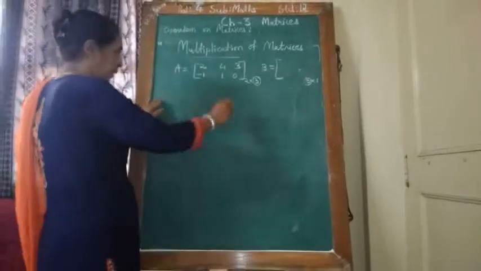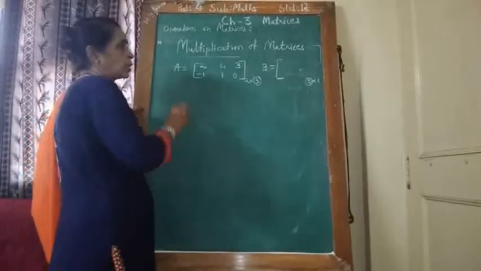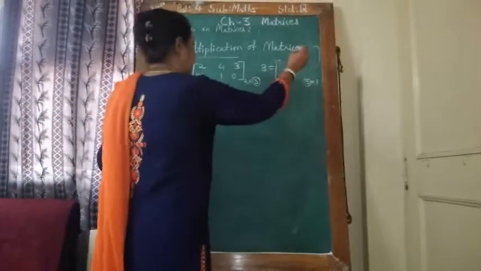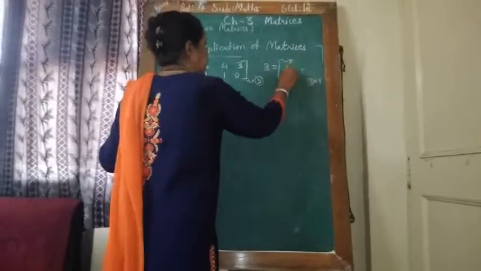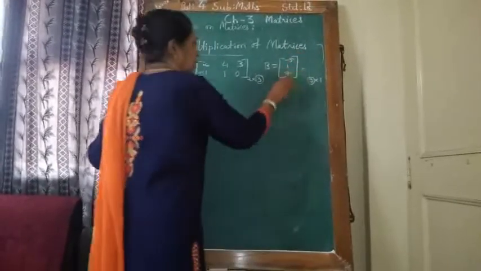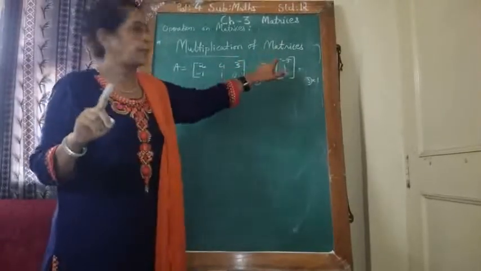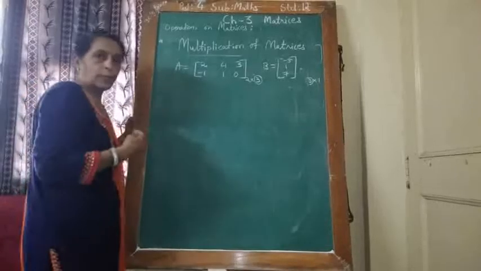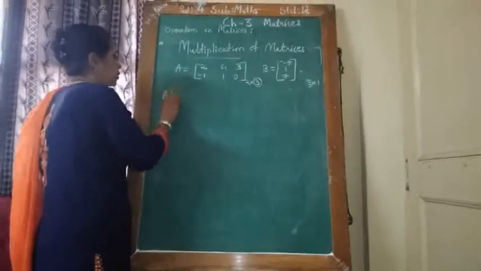So the product of two matrices is of order 2 rows and 1 column. Here I write the 3 cross 1 matrix like this, say minus 5, 1, 7. 3 cross 1, 1 column and 3 rows. Okay. Now I explain how to do multiplication of two matrices.